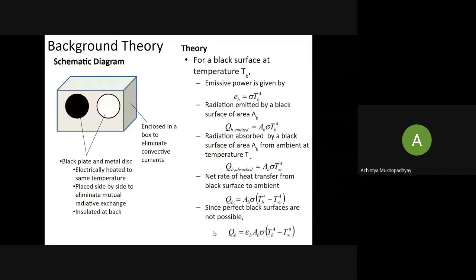So if you want to exactly find out the value of this epsilon_B, then you have to keep this surface in vacuum. Keep this enclosure, and inside the enclosure maintain a perfect vacuum, or maintain it at a very low pressure, so that the effect of convection would be very less.